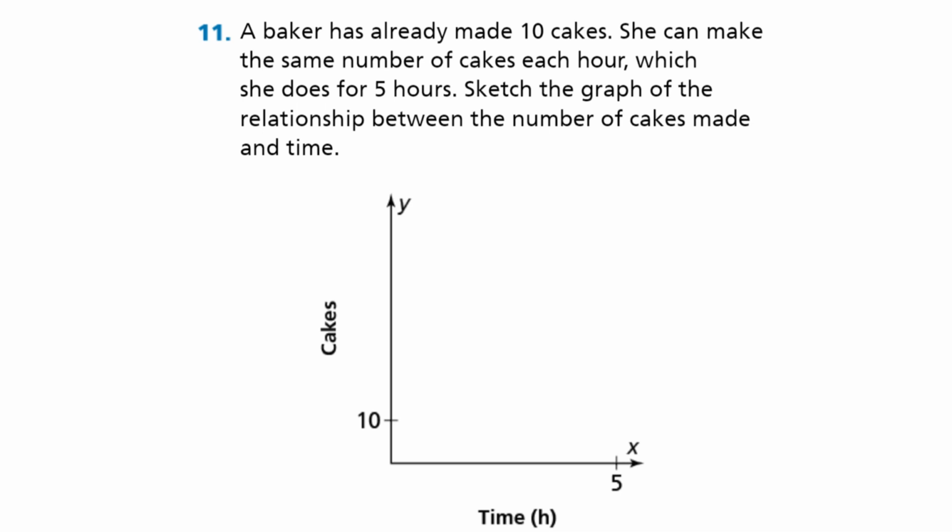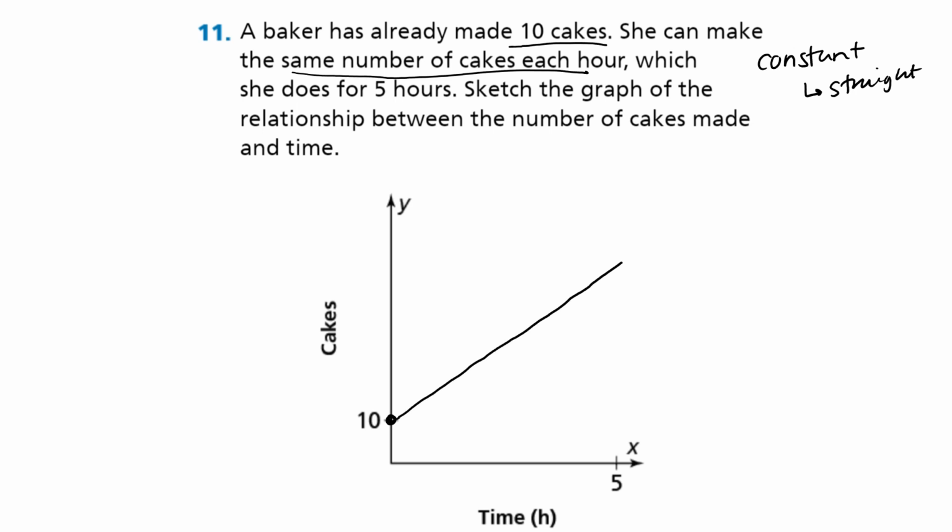So when we are looking at our first problem, we are referencing that she has already made 10 cakes. So our starting point is going to be at the 10 and not at 0. It tells us that she makes the same number of cakes each hour, which is going to be a constant rate of change, meaning it is going to be a straight line. And so we're going to go a straight line up to 5 hours. And so we're going to draw our diagonal line, a straight line up to the 5-hour mark.